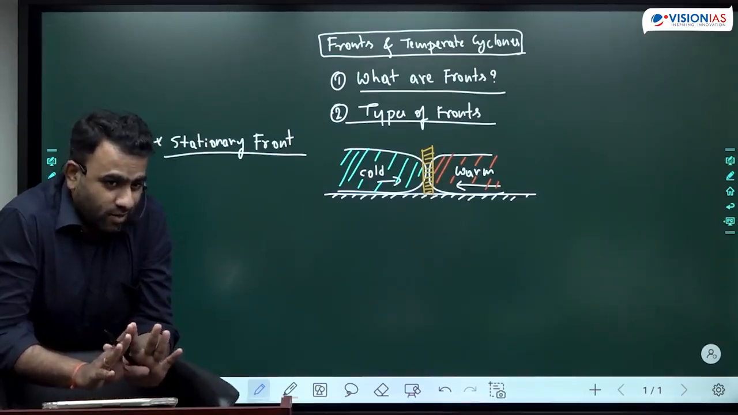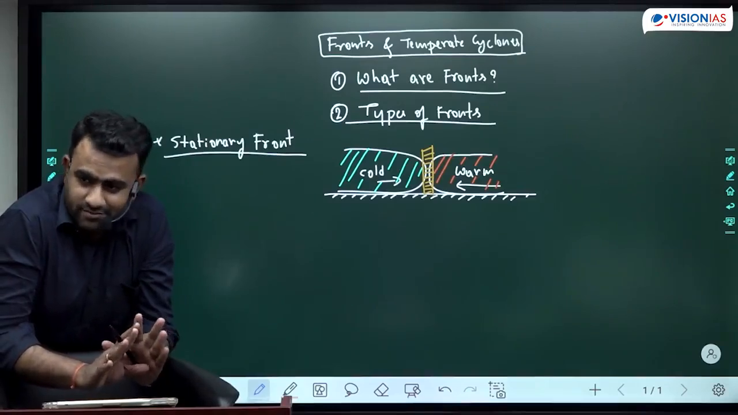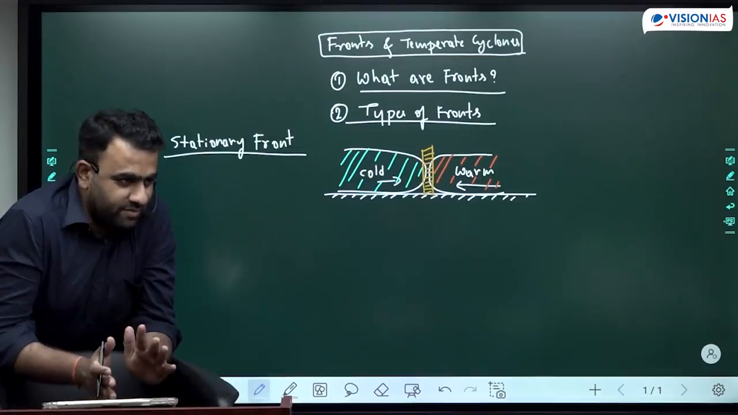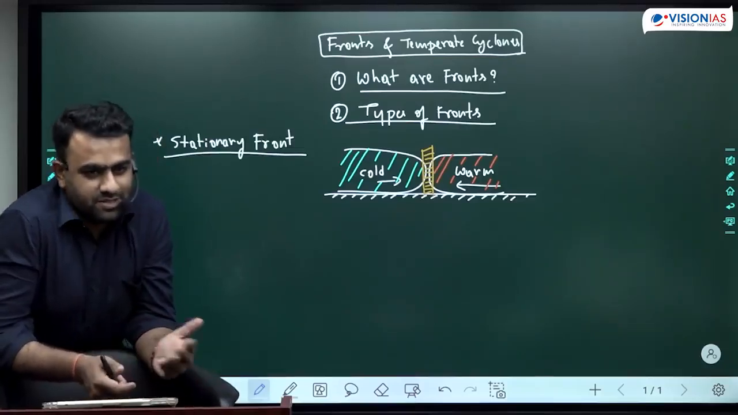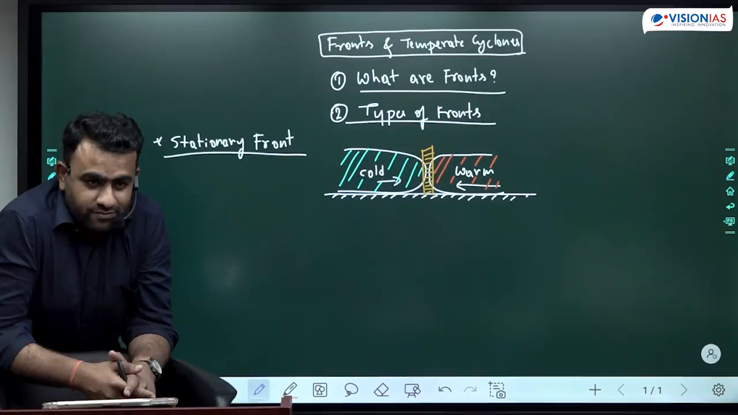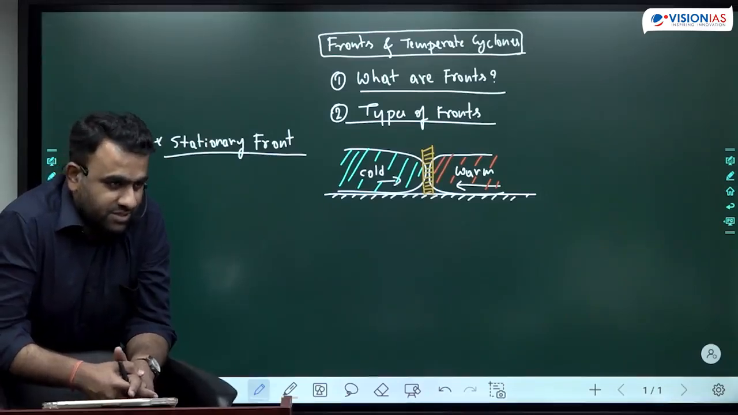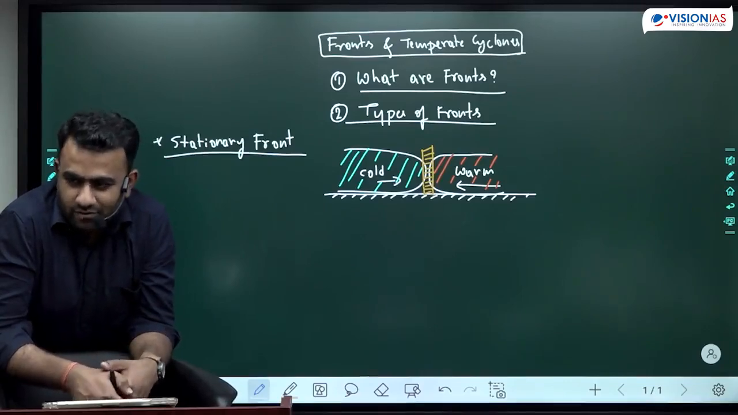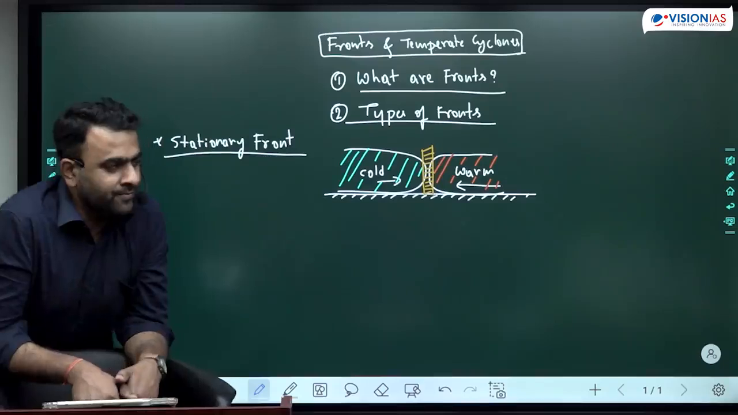Stationary front, there is not much cloud formation, not much weather change. There is just a sudden change in temperature that can be visible. If you are standing at a stationary front, on this side there is cold, on that side there is warm air. But there is not too much wind shift, pressure change, or temperature change observed. In terms of disturbance in the atmosphere, cloud formation, precipitation is not happening.